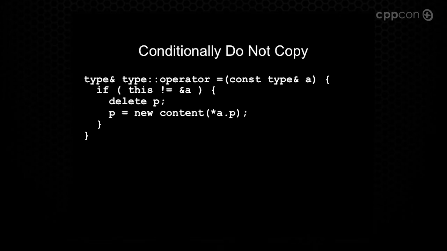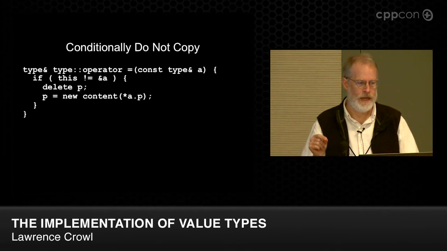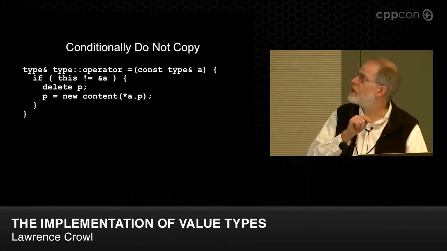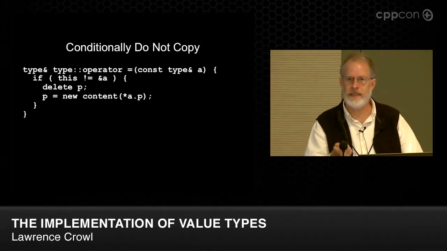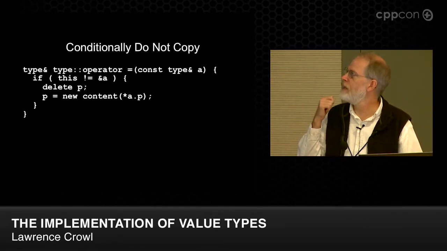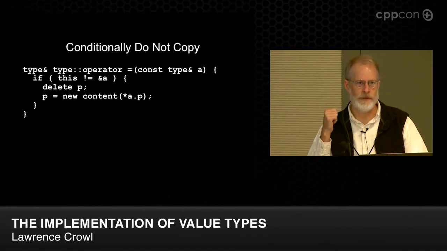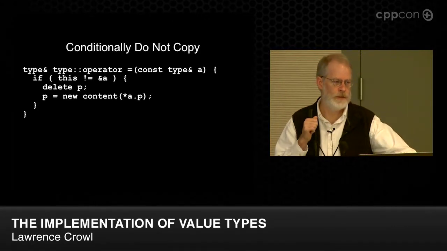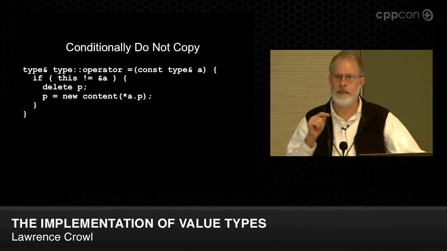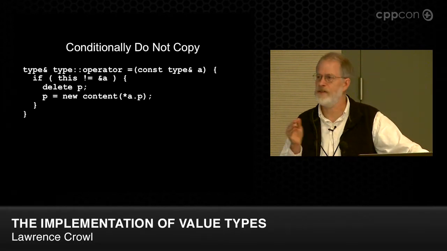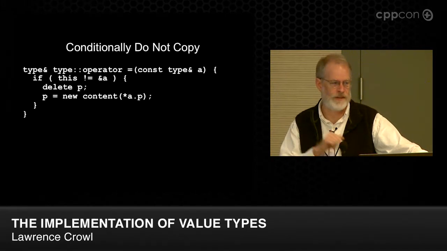The most common use of this conditional alias testing in code now is assignment operators, where you say, am I assigning to myself? Because this code, if I did not have that test, it would first delete and destroy P, and then I'd copy from a dangling pointer that's been trashed. So you'll often see this code testing in assignment operators, because it's necessary for correctness in the case that you're assigning to yourself.